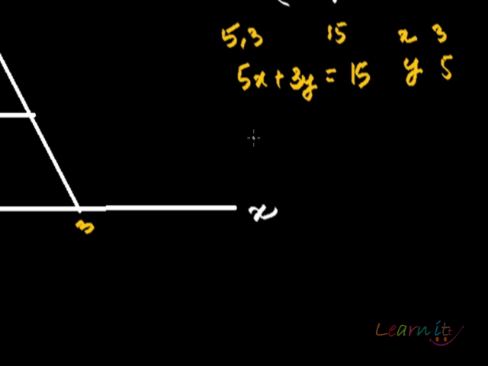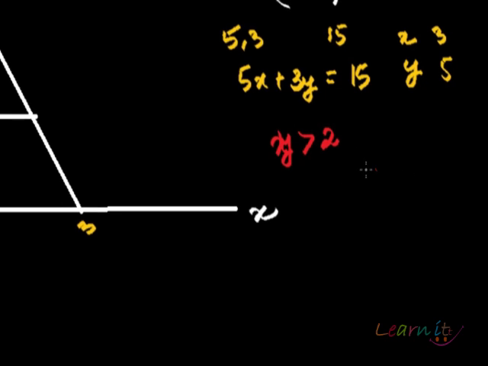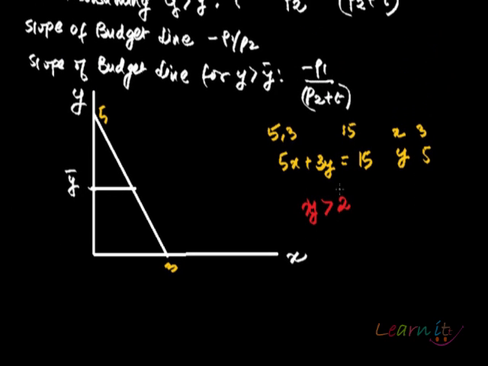Now there is a rationing. That is, in case you consume y greater than 2, you will have to pay more price. So till y equals 2, nothing is wrong. Till y equals 2, your budget line is still the same, that is 5x plus 3y equals 15. This is the budget line. Now for y greater than 2, what will happen?